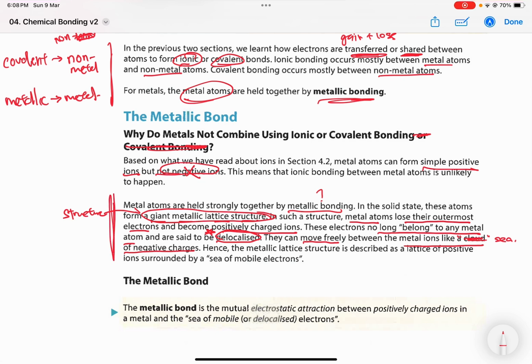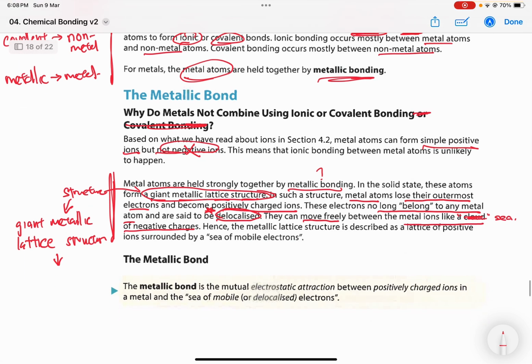So this whole thing here is trying to describe the structure. So what exactly is the structure? To frame it nicely into one simple sentence, the structure, we call it the giant metallic lattice structure. Now please don't stop here. Please carry on to say what exactly this giant metallic lattice structure is. It is a lattice of positive cations surrounded by a sea of delocalized electrons.